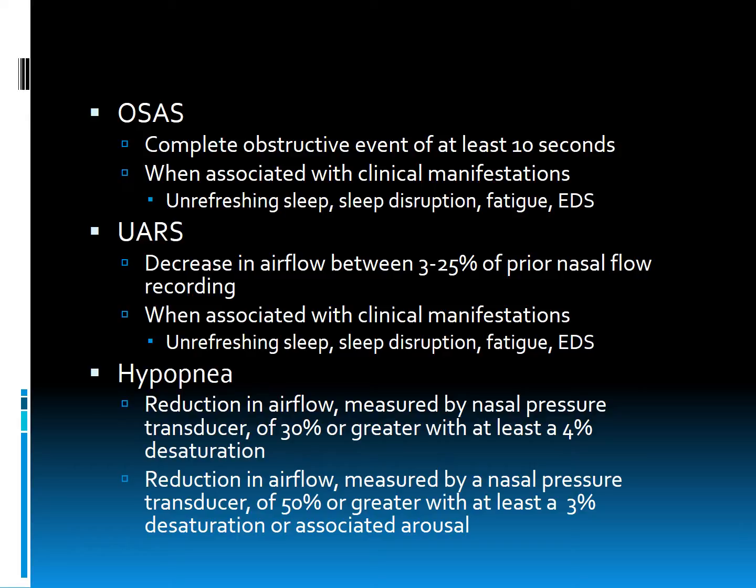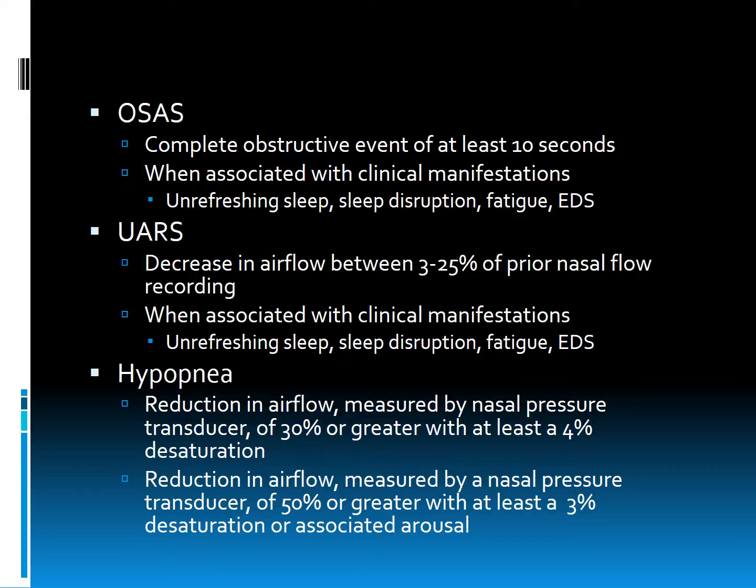Hypopnea is then different from both UARS and OSA. This is a reduction in airflow measured by a nasal pressure transducer of 30% or greater with at least a 4% oxygen desaturation. Or it can be a reduction in airflow measured by a nasal pressure transducer of 50% or greater with at least a 3% oxygen desaturation or associated arousal.